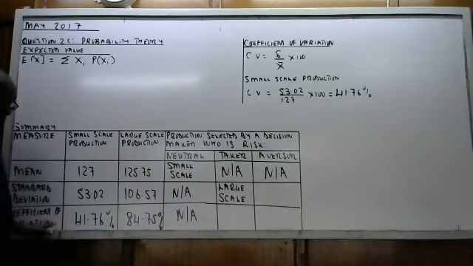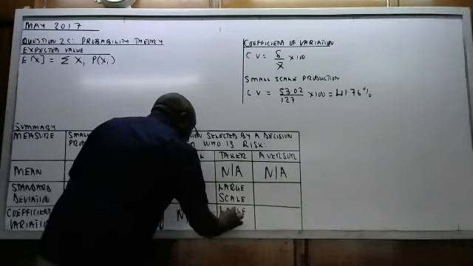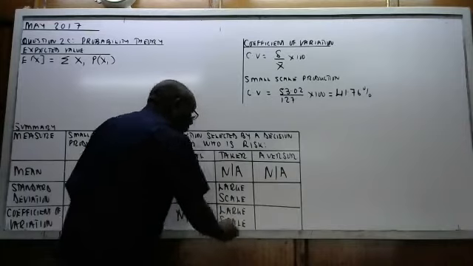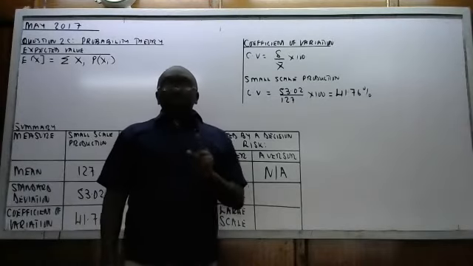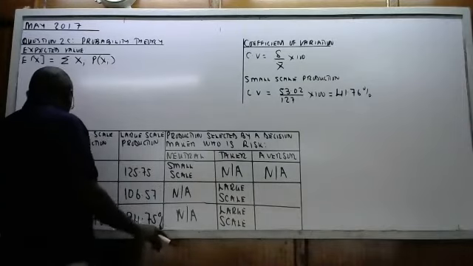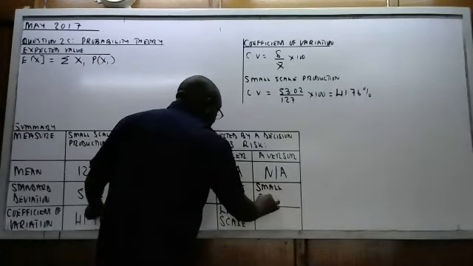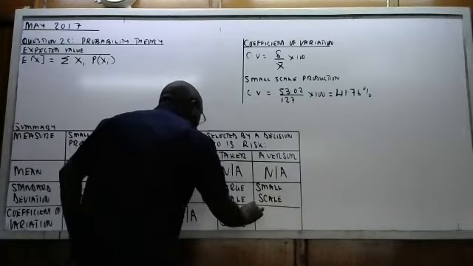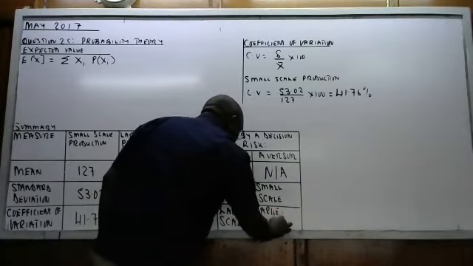Then this one will also go for the large scale because it has a higher risk. But a risk averse is the one who seeks to minimize risk. So for him, you will go for the small scale. And in the same case here, you will go for large scale.